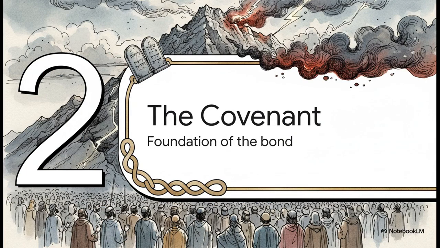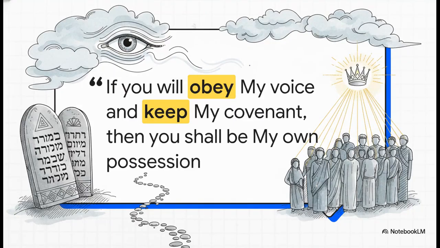Moving right along to our second section, establishing the covenant, the foundation of the relationship. The entire biblical narrative we just mapped out hinges on one pivotal agreement established at Mount Sinai. Let's look at the terms. Here's a quote from Exodus 19:5. "Now then, if you will indeed obey my voice and keep my covenant, then you shall be my own possession among all the peoples." Notice that word, if.